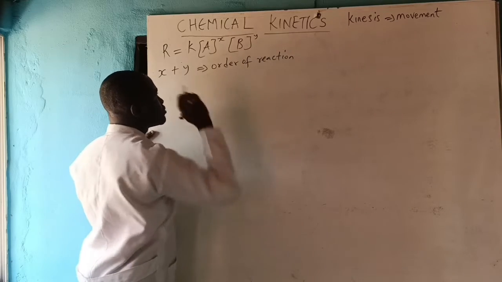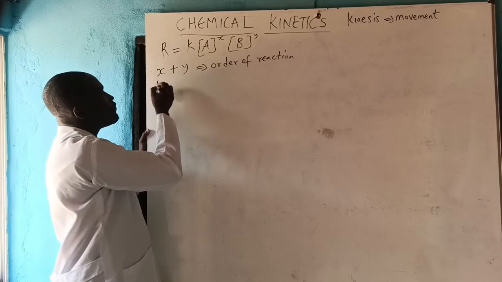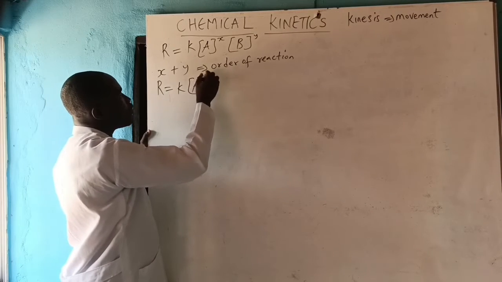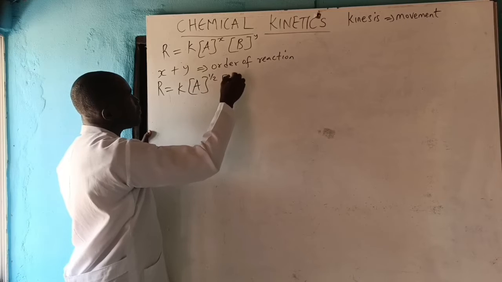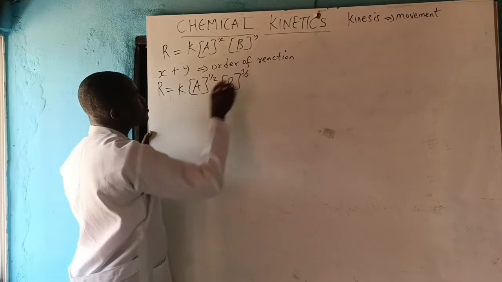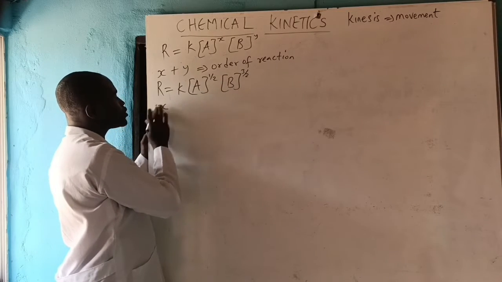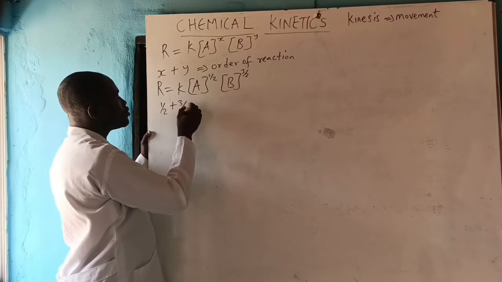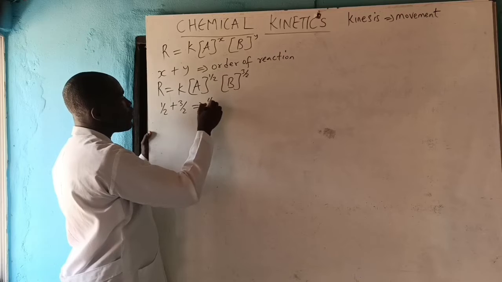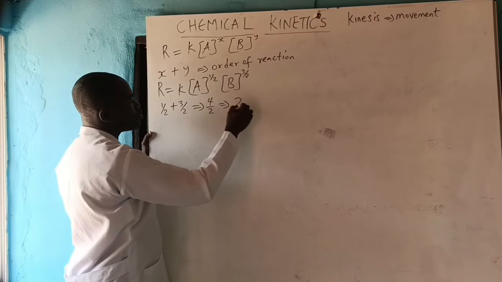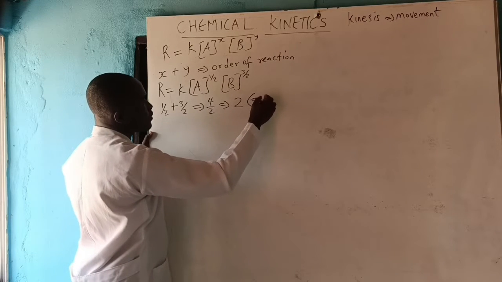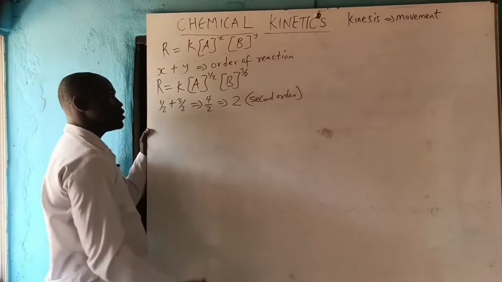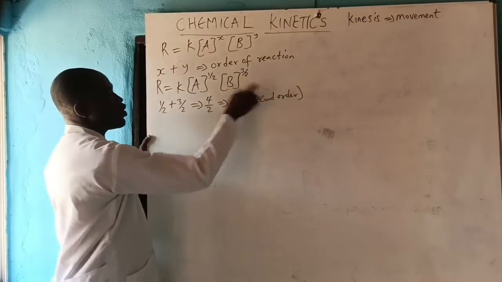Take for instance, if you have r equals k, A raised to the power of half, B raised to the power of 3 over 2, you tell them that x plus y, that means 1 over 2 plus 3 over 2, will give you 4 over 2, equals 2. We call it a second order reaction.